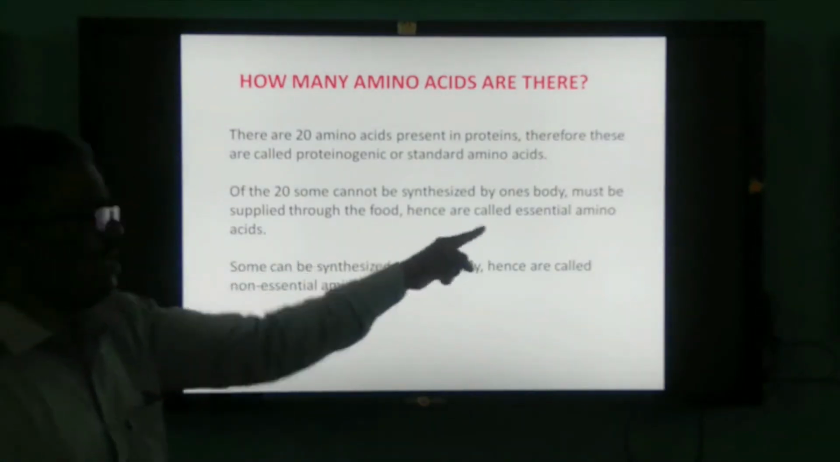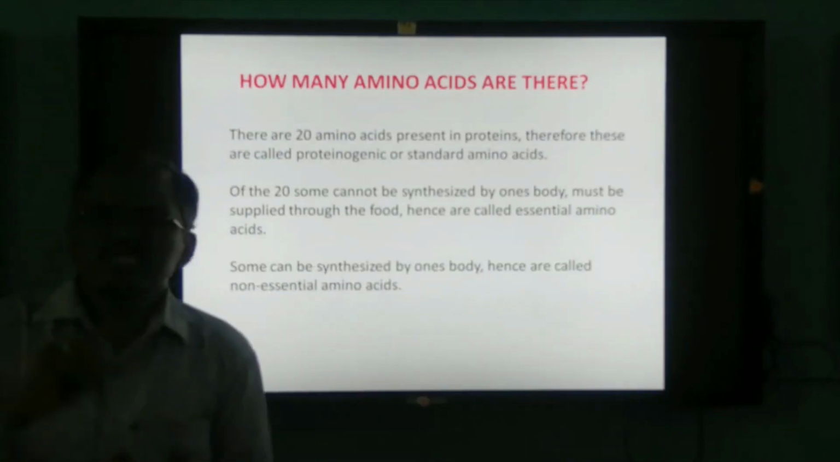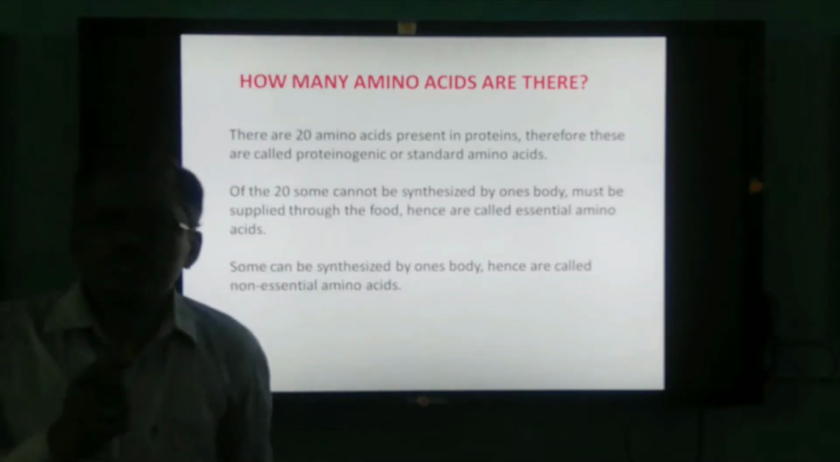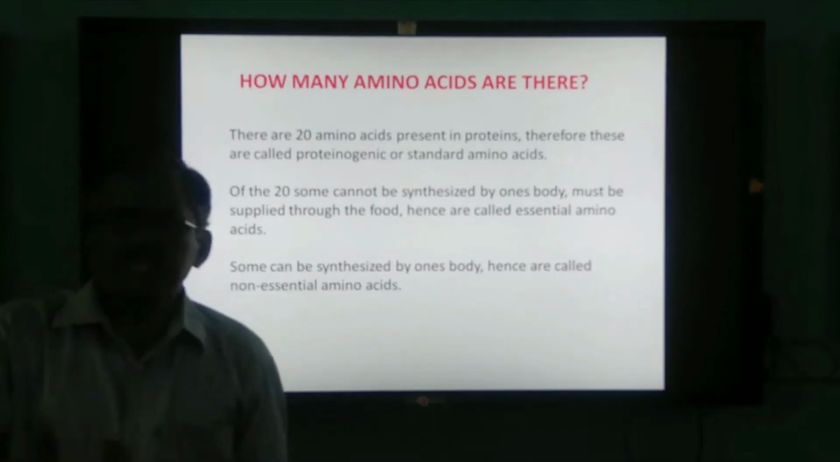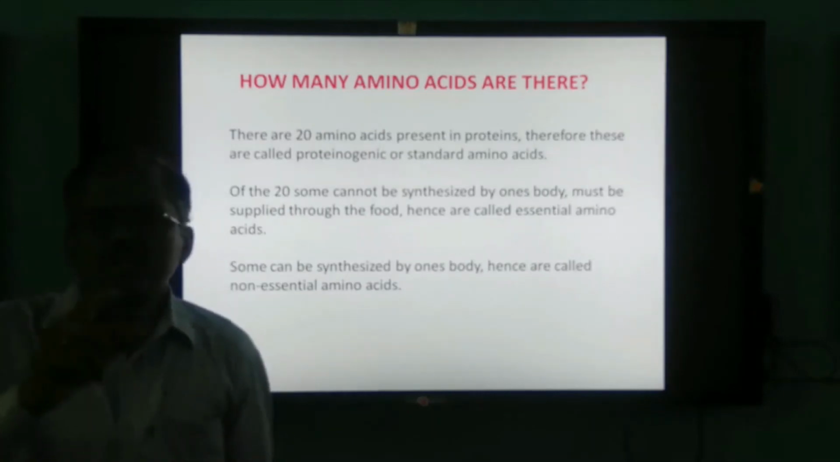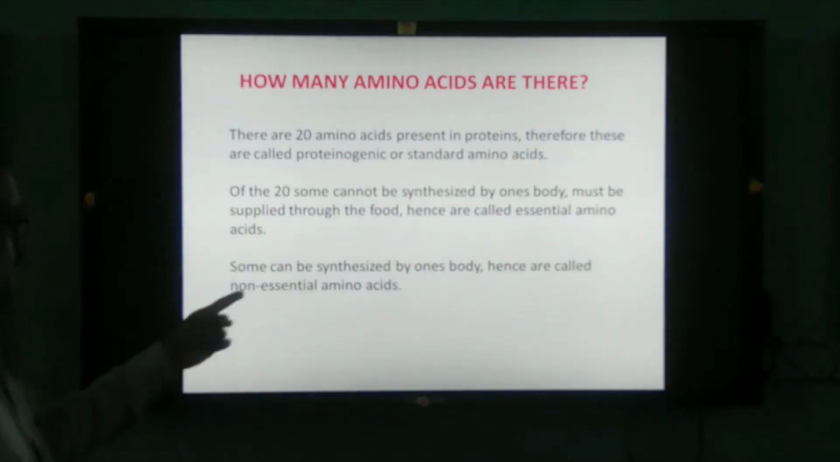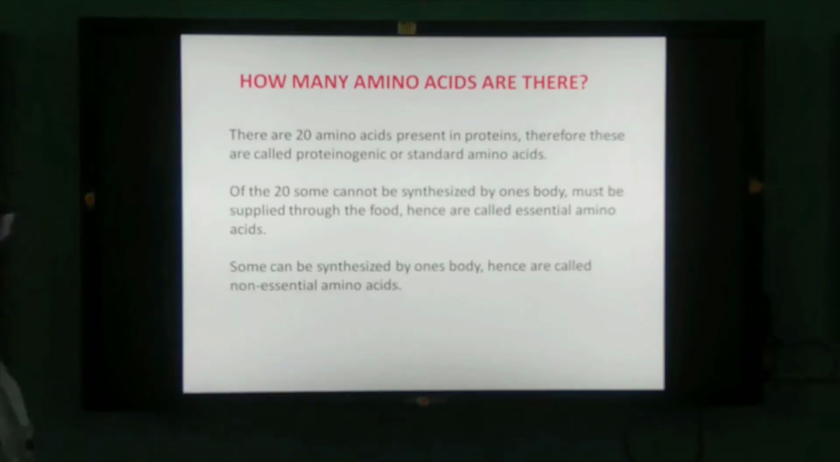This is a very important question. What are essential amino acids and non-essential amino acids? Essential amino acids are not synthesized in the body and are supplied through diet or supplements, through tablets. Non-essential amino acids can be produced in the body. Some can be synthesized by one's body, hence are called non-essential amino acids.